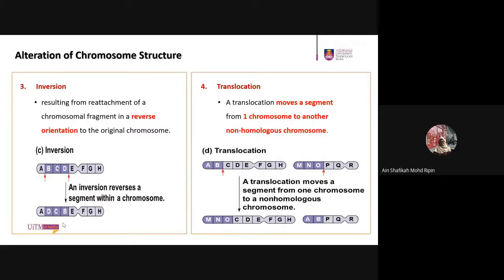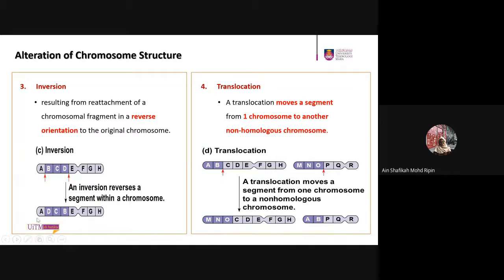And then for translocation, a translocation moves a segment from one chromosome to another non-homologous chromosome. Earlier we talked about homologous chromosomes experiencing deletion and duplication, but translocation involves non-homologous chromosomes. The example we will see later is chromosome 9 and chromosome 22. They exchange segments, and they are non-homologous chromosomes. Non-homologous chromosomes are different chromosomes that carry different genes. How many pairs of chromosomes do we have? 23. So those 23 pairs are non-homologous chromosomes. They carry different genes.